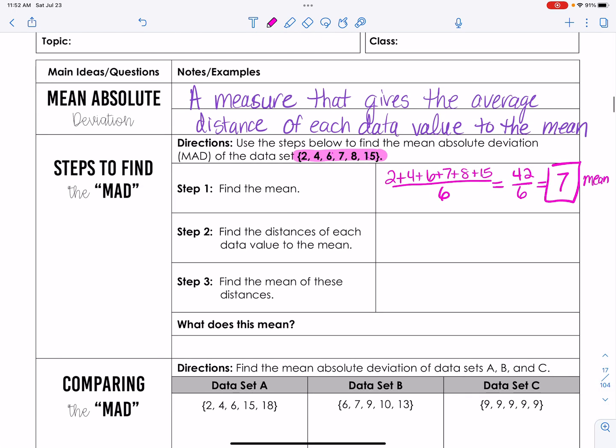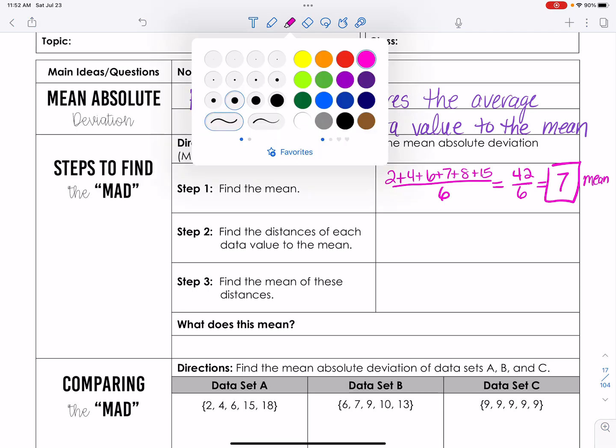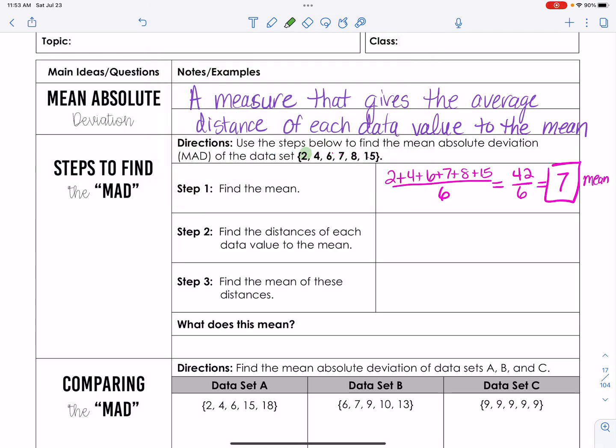And this is you finding the mean. Okay. So what you're going to do next is take each value. I'm just going to use colors so you can see this. You're going to take the 2 and figure out its distance, which means it doesn't really matter if it's positive or negative. So you're going to do 2 minus 7, but that's why it's called an absolute, it doesn't matter the sign. You're just going to do the distance. So the distance from 2 to 7 is 5.